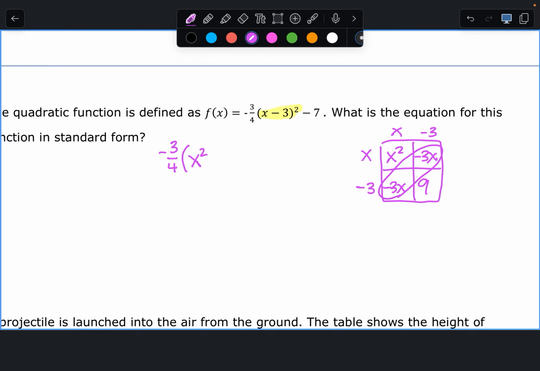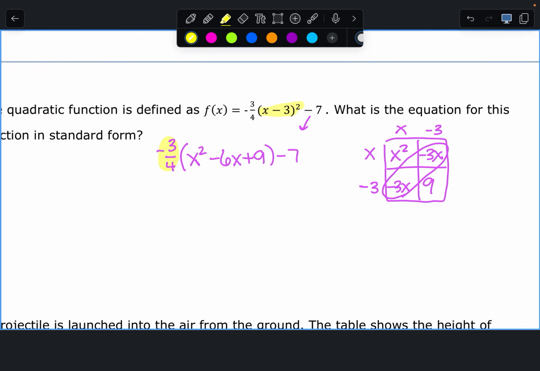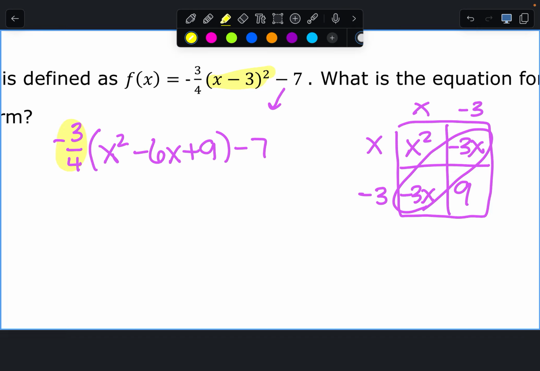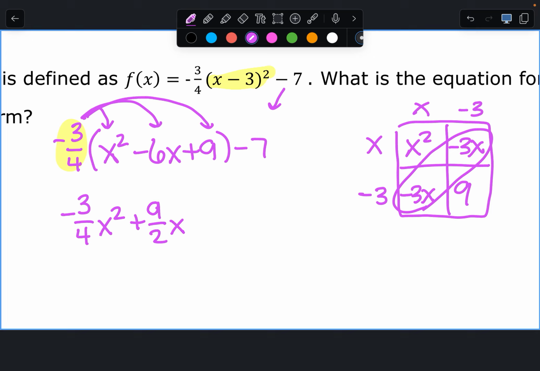-3 plus -3 gives you -6. And don't forget to bring down the -7. The next step would be to distribute. This is where it gets kind of messy because of the fraction. -3/4 times x squared is -3/4 x squared. -3/4 times -6 is positive 9/2. And then times 9, -27/4.